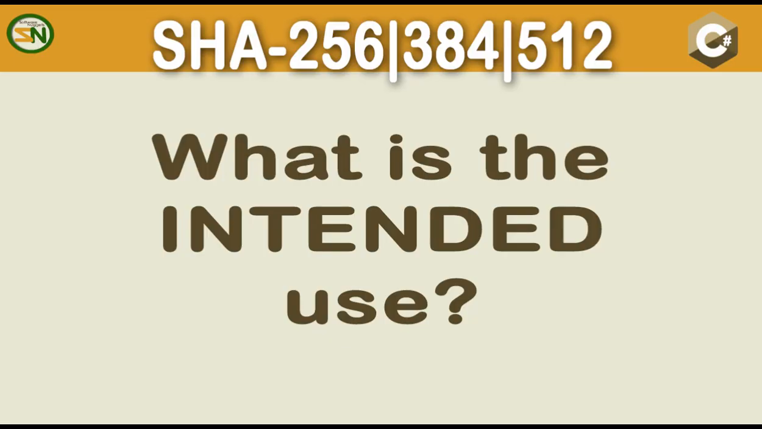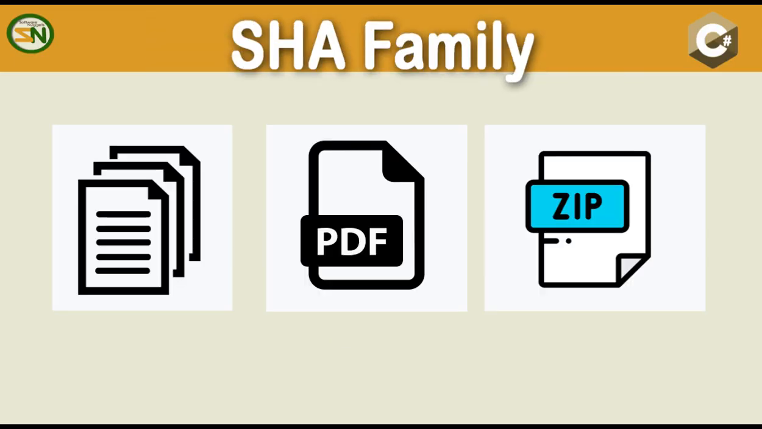So what is the intended use? The SHA family of cryptographic hash functions are used to generate a fixed size hash value ranging from 256 to 512 bits, from a simple message or smart document like Microsoft Word or PDF files, and just one more example that really causes a lot of fear, a compressed file you downloaded from a website. Wouldn't you like to know this file has not been tampered with?